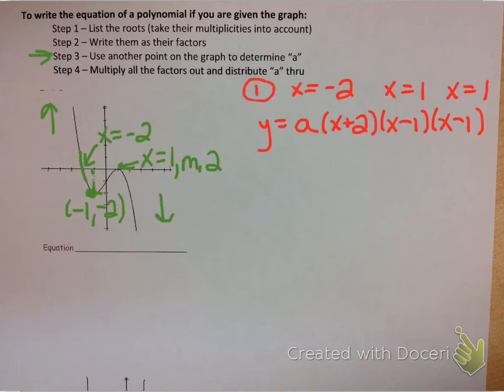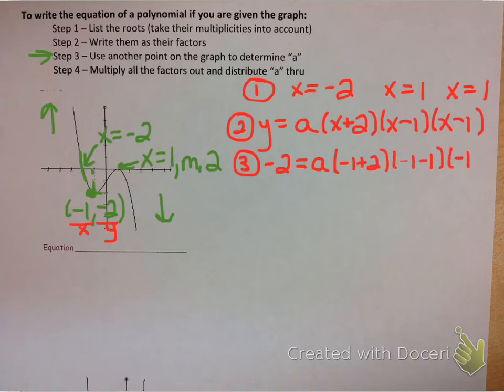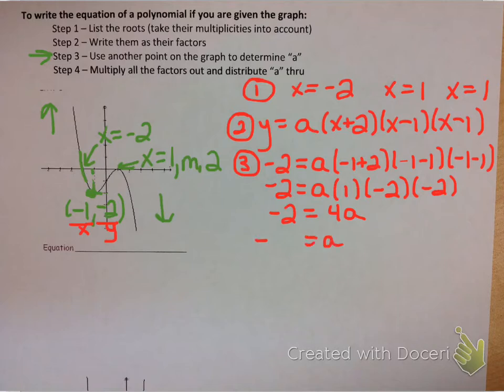Okay, so step 1 is to make sure you know how many roots and what they are, that kind of thing. Step 2 is to put them in your intercept form. Step 3 is to find your a value. And so I'm going to plug in this x right here and this y right here, and I'm going to solve for a. So I plug in the -2 for the y, and I plug in -1 everywhere I see an x. Okay, so I have -2 is equal to a times, this right here is just 1, this is -2, and this is -2. So I have -2 is equal to 4 times a, and that makes a -1/2.